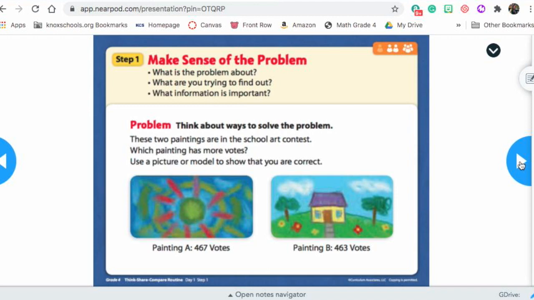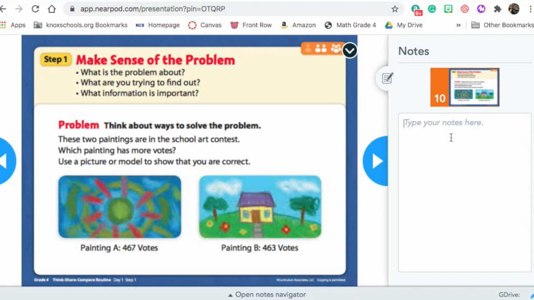These two paintings are in the school art contest. Which painting has more votes? Use a picture or model to show that you are correct. Painting A, 467 votes. Painting B, 463 votes. All right, so I think it's probably very important that I pay attention to how many votes there are for painting A, right? Painting A, 467 votes. Painting B, 463 votes. You know what? I might want to take notes for that.